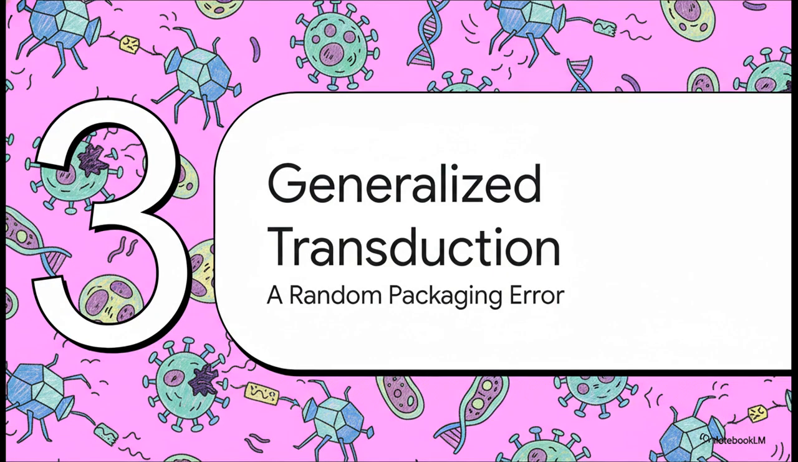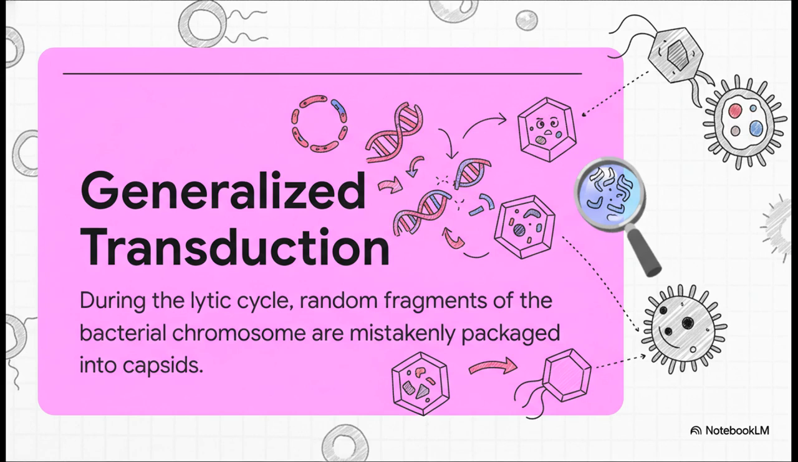All right, now that we've got the lytic cycle down, we can talk about our first type of transduction. It's called generalized transduction, and it's basically an accidental byproduct of that fast and furious lytic invasion we just saw. And the key word to remember here is generalized. Why? Because any random piece of the bacterial DNA can get transferred. This all comes down to a simple mistake. Picture the scene.